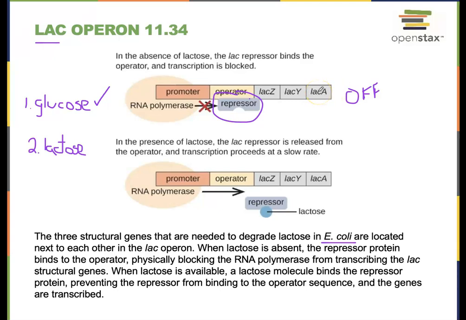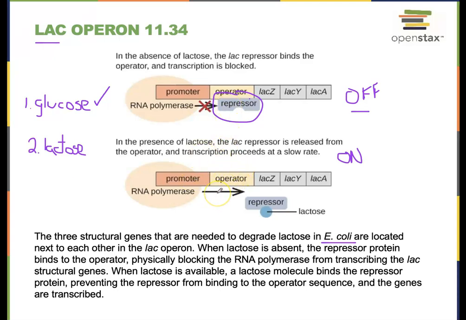So the LAC operon is called an inducible operon, meaning that it's going to be off most of the time because of the repressor sitting there, because lactose is its second choice. It only turns on if we run out of glucose and now we have to switch to lactose. In that case, we need to remove the repressor.